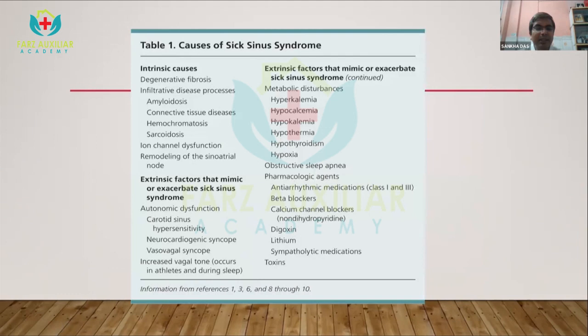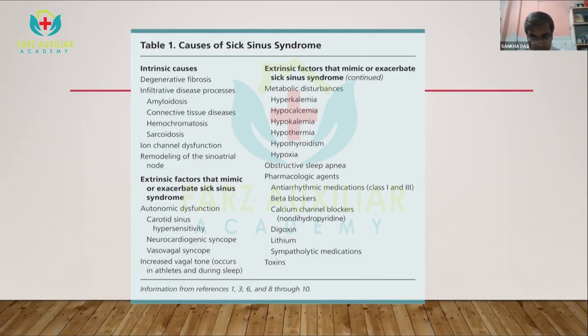So what are the causes of sick sinus syndrome? Most important is degenerative disorders. Besides degenerative disorders, it could be infiltrative disorders like, very common is sarcoid, amyloidosis, and various connective tissue disorders. Besides, there may be some extrinsic factors that can influence the sinus node, like carotid sinus hypersensitivity, neurocardiogenic syncope, or vasovagal syncope.